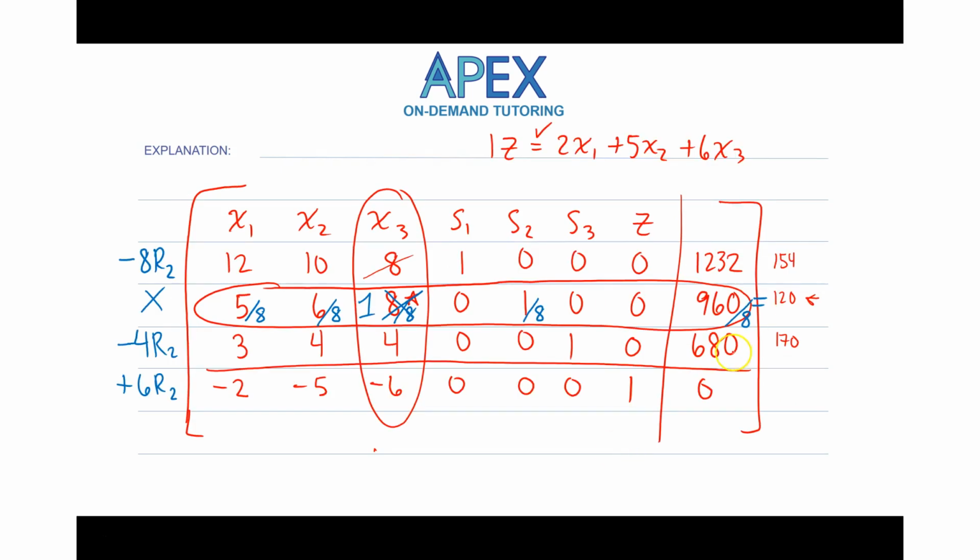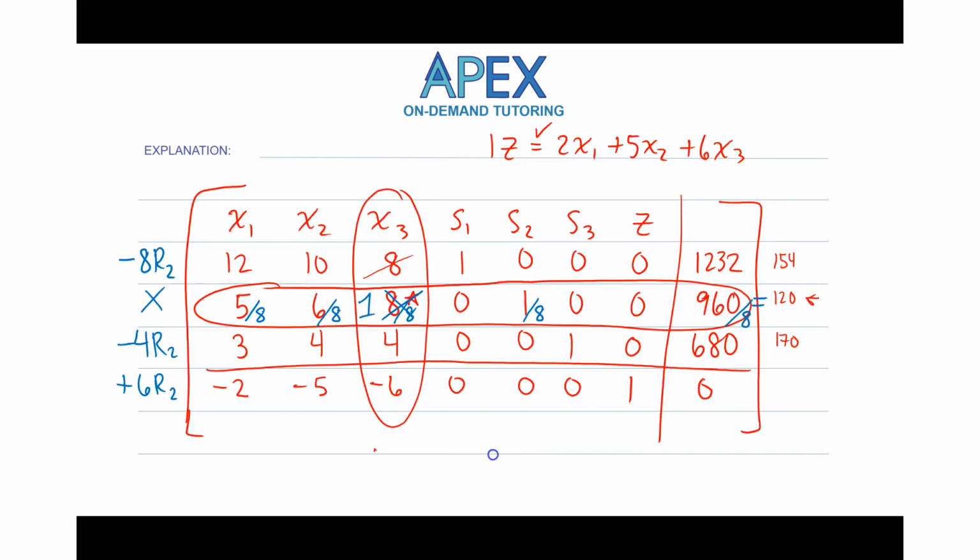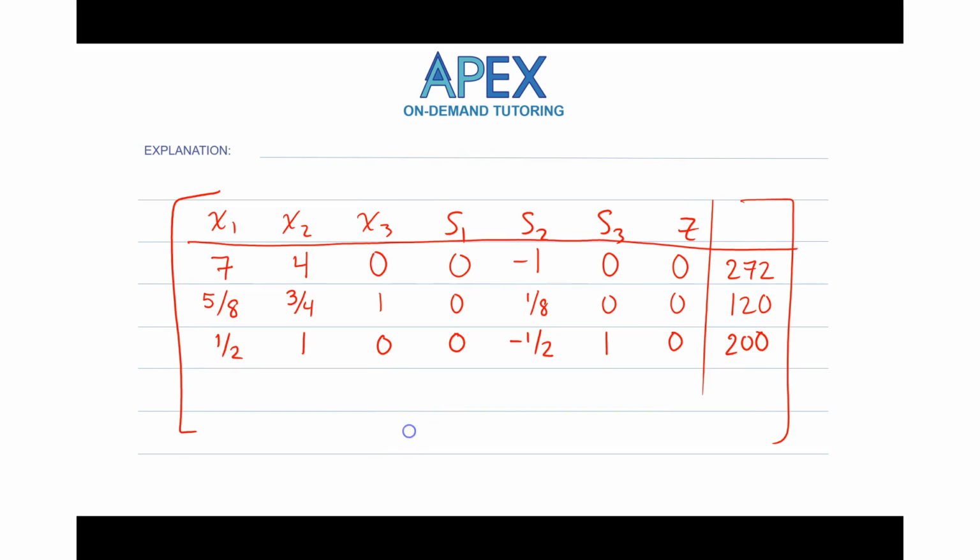So for example, I have 680 here. I'm going to be subtracting 4 times 120, which is 480, so I'm going to have 200 here. Another example is I have 3, which is the same thing as 24 over 8, and I'm going to be subtracting 20 over 8 to give me 4 over 8, or 1/2. So that's where those numbers come from.